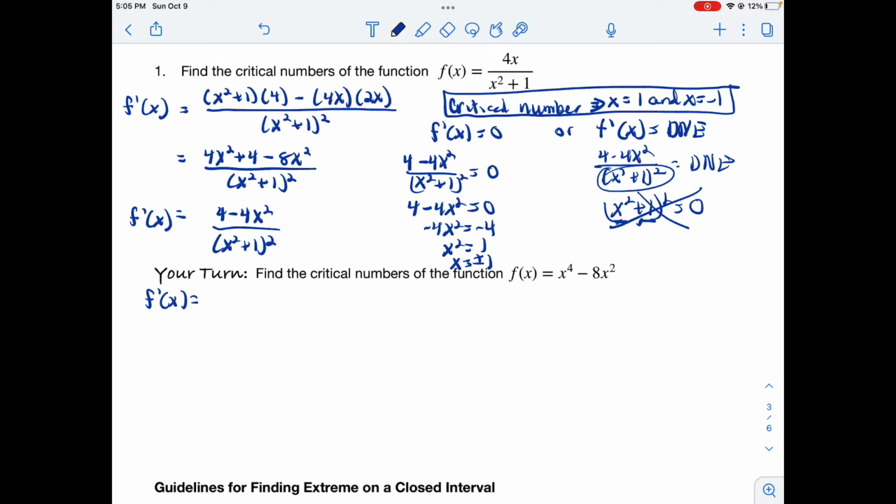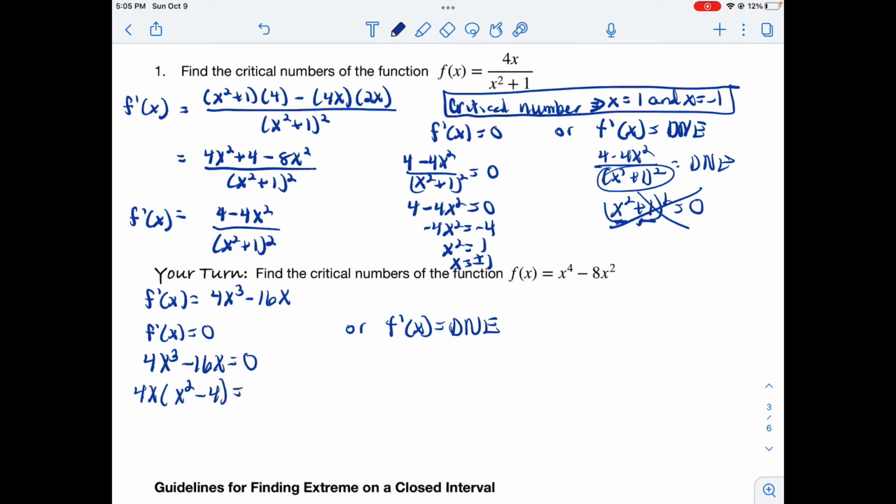Let's see how you did. So first you want to start by finding the derivative of f of x, which would be 4x cubed minus 16x. To find the critical numbers, you need to figure out when the derivative equals 0 and when the derivative does not exist. So first we're going to start by setting our derivative equal to 0 and solving for x. So I'm going to do this by factoring out our GCF and then factoring the parentheses by doing the difference of squares. And we find three critical numbers at x equals 0, x equals 2, and x equals -2.